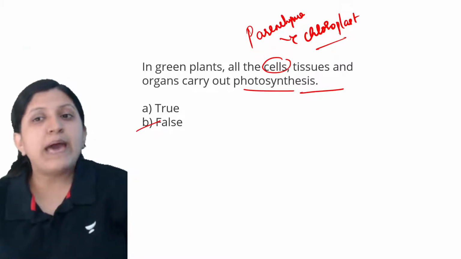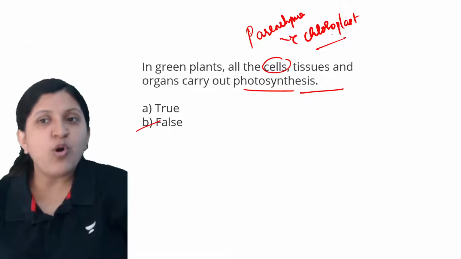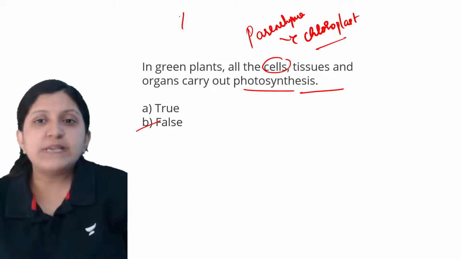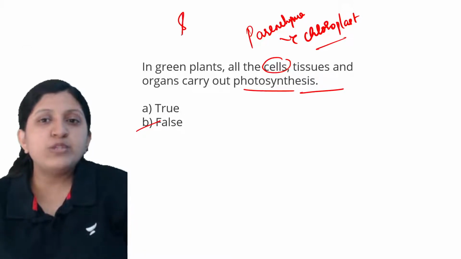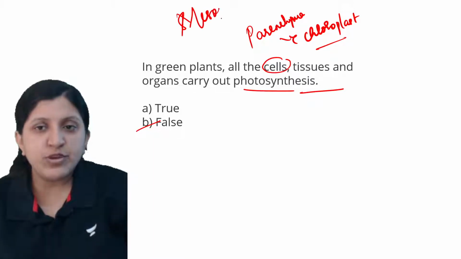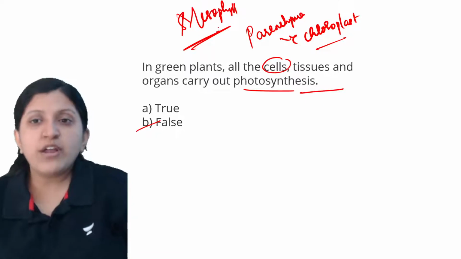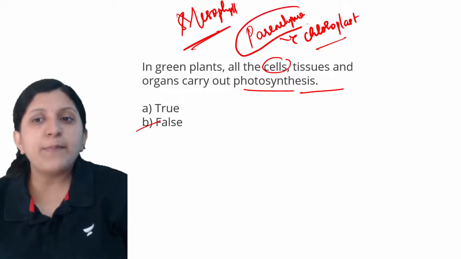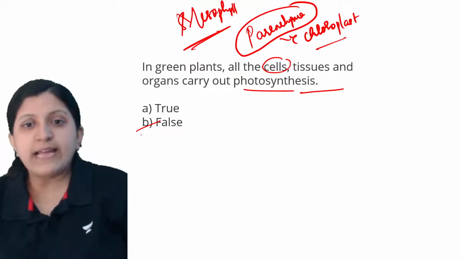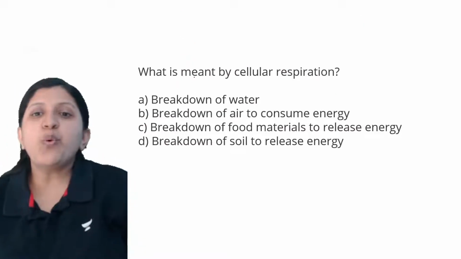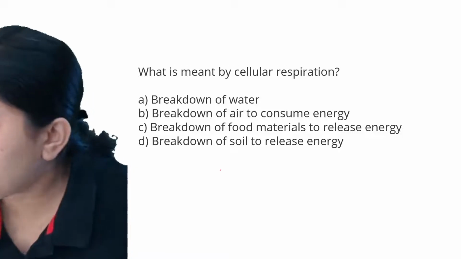It is only the parenchymatous cells consisting of chloroplast, which are found in the mesophyll cells of the leaves. Okay, so the mesophyll cells of the leaves have palisade and spongy mesophyll, and they are parenchymatous in nature, and that's the reason this is false. Okay, so what is meant by cellular respiration?